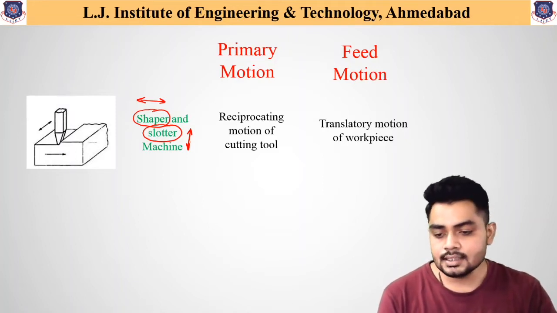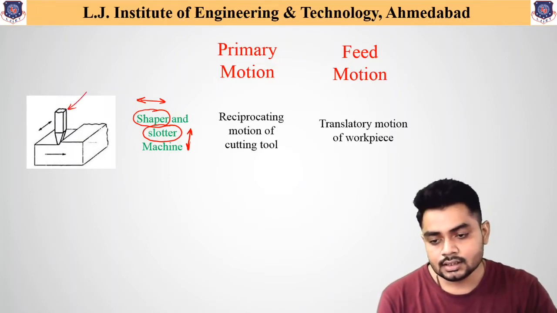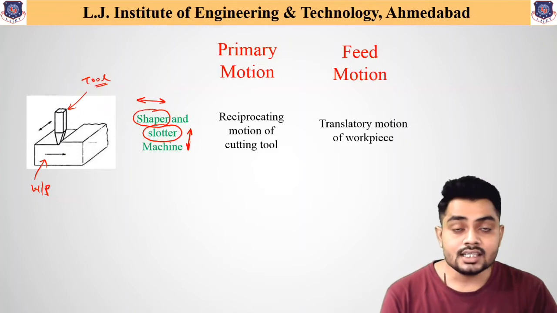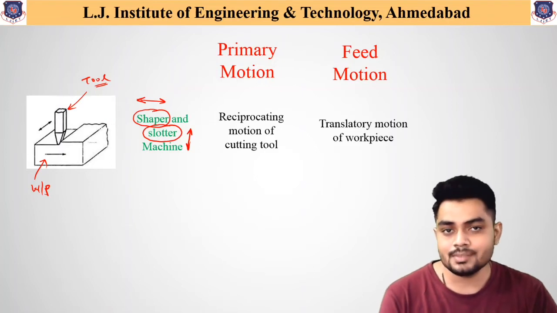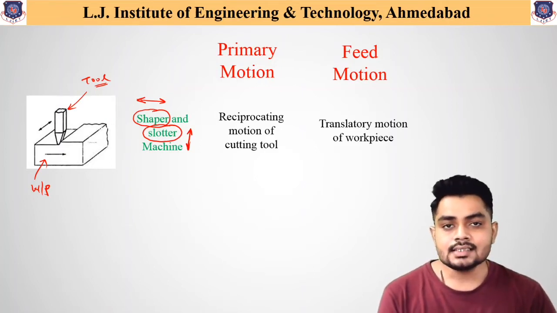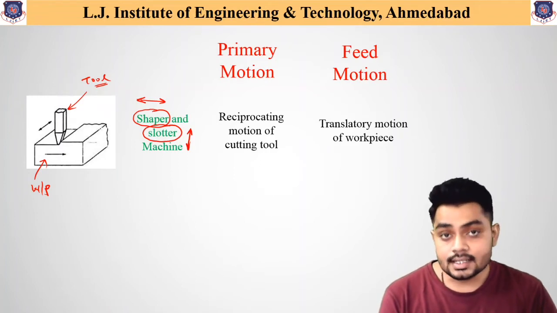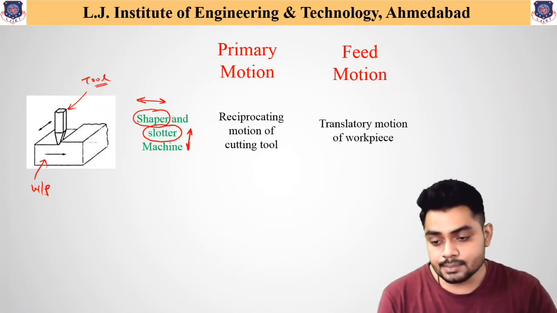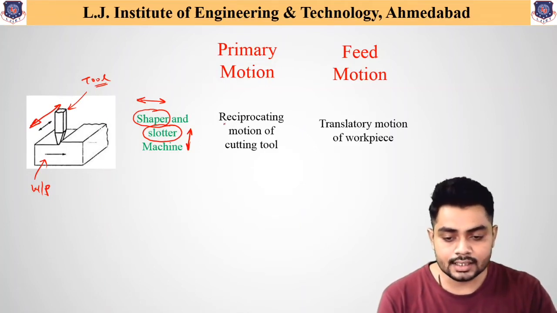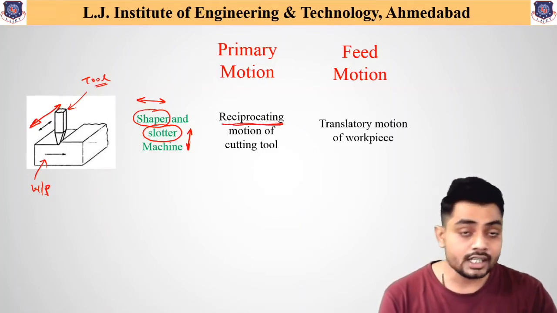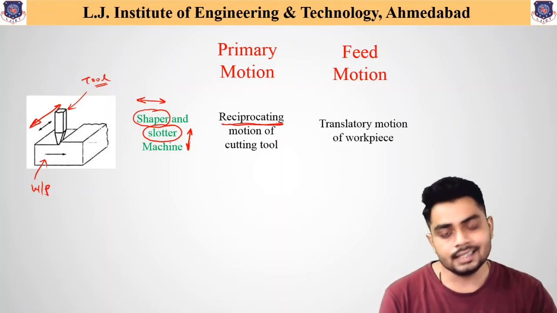So here you can see this is the single point cutting tool and the bottom part, that is the workpiece. Now whenever the machining is required or the flat surface needs to be produced, maybe slots need to be produced, maybe keyways are required, at that time these shaper and slotter machines are used. And in the case of shaper and slotter machine, the reciprocating movement of this tool is the primary and foremost requirement. So that means the primary motion, that is the reciprocating motion of the cutting tool, which is most importantly required.